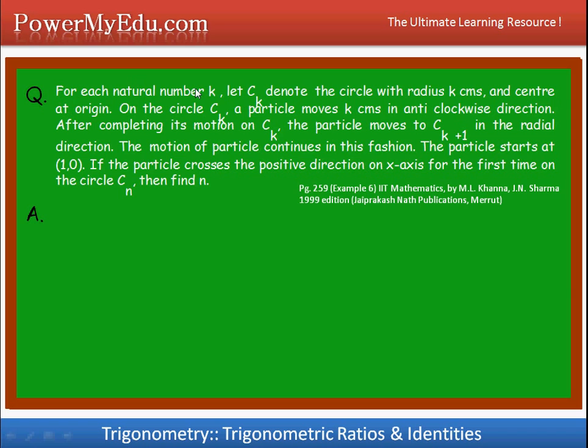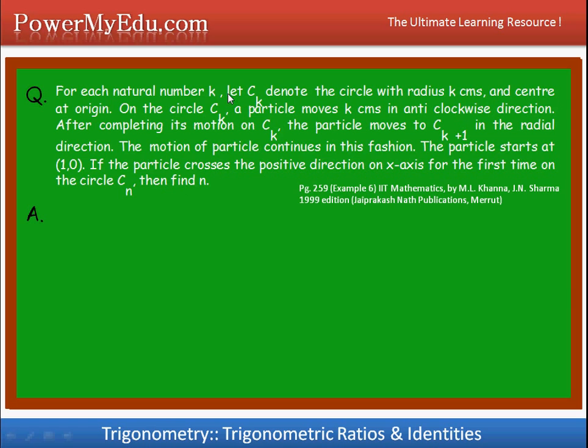For each natural number k, let Ck denote the circle with radius k centimeters and center at origin. On the circle Ck, a particle moves k centimeters in anti-clockwise direction. After completing its motion on Ck, the particle moves to Ck plus 1 in the radial direction. The motion of the particle continues in this fashion. The particle starts at (1, 0). If the particle crosses the positive direction of the x-axis for the first time on circle Cn, then find n.